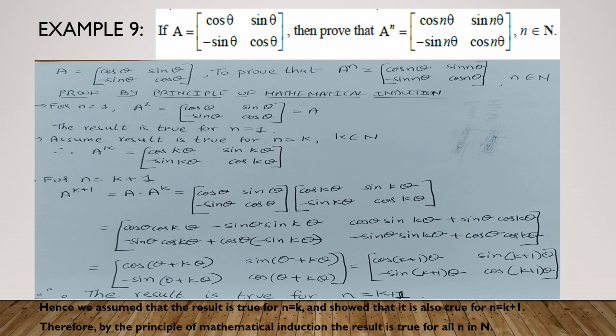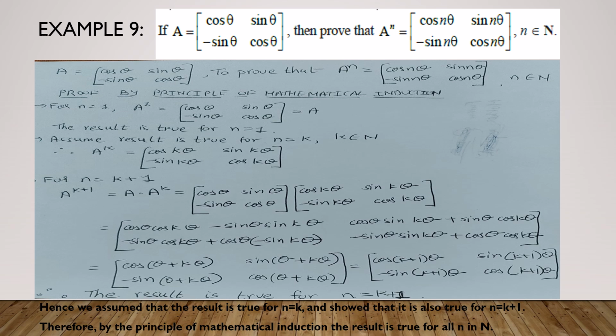First step, you have to show that the result is true for n is equal to 1. This is obvious because the given matrix is A, and in A raised to n, if you put n as 1, you will just get A. So A raised to 1 is A. The result is true for n is equal to 1. Now the important thing: assume that the result is true for n is equal to k. Then A raised to k should be equal to cos k theta, sin k theta, minus sin k theta, cos k theta.